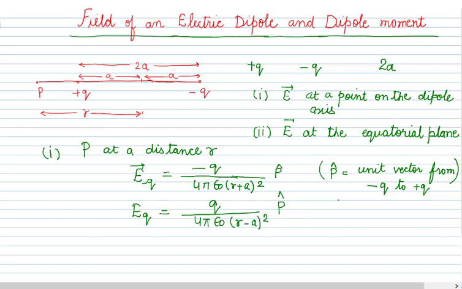So this is the electric field due to minus Q, and this is the expression for the electric field due to plus Q. Now we can calculate the total electric field.